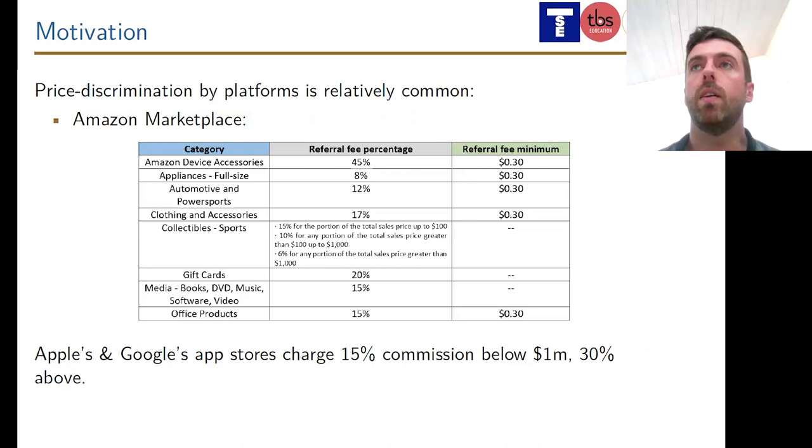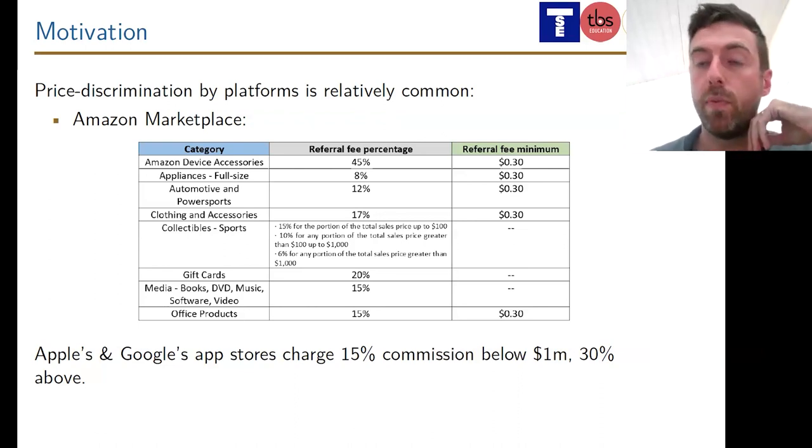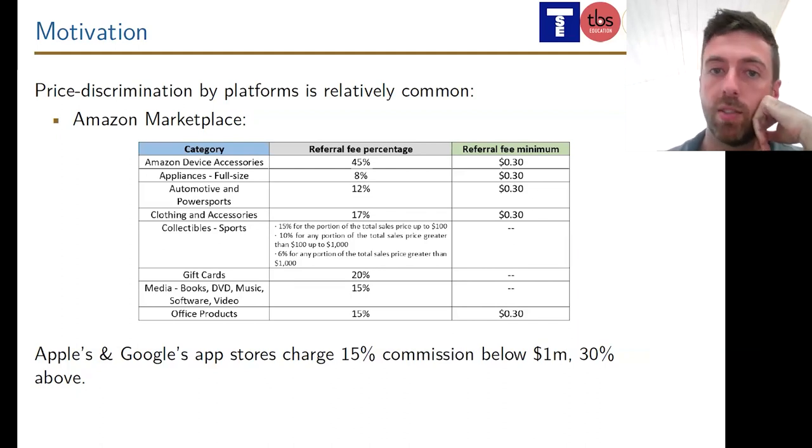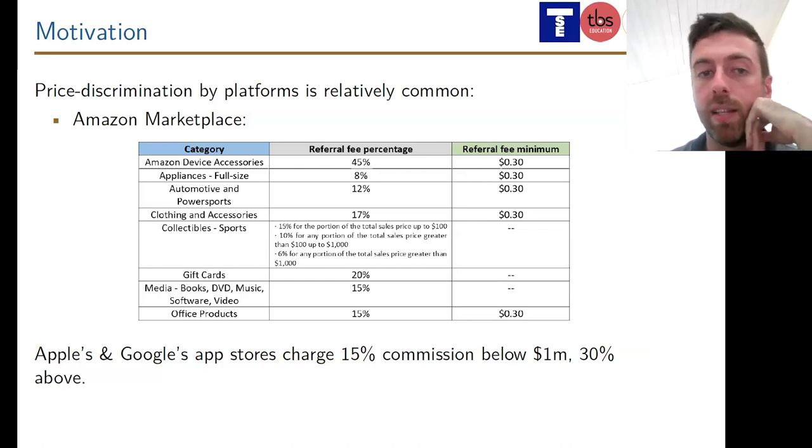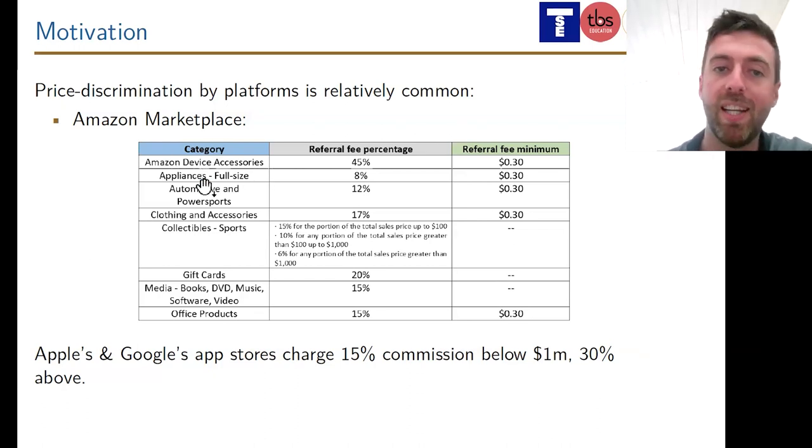For instance, if you consider the Amazon marketplace, you will see that Amazon charges different transaction fees depending on the category of products that is sold. Here you have a table. You see that it goes from 8% for appliances to something like 45% for the accessories to Amazon devices. And other platforms also charge different fees depending on the sellers' or developers' characteristics.